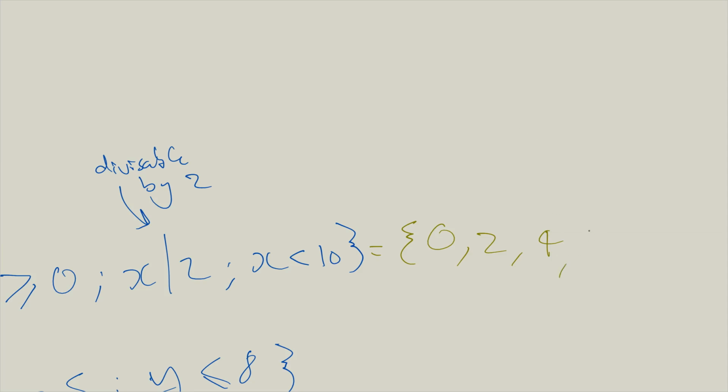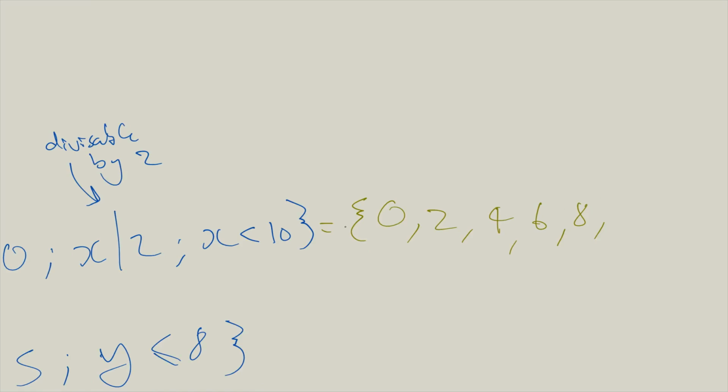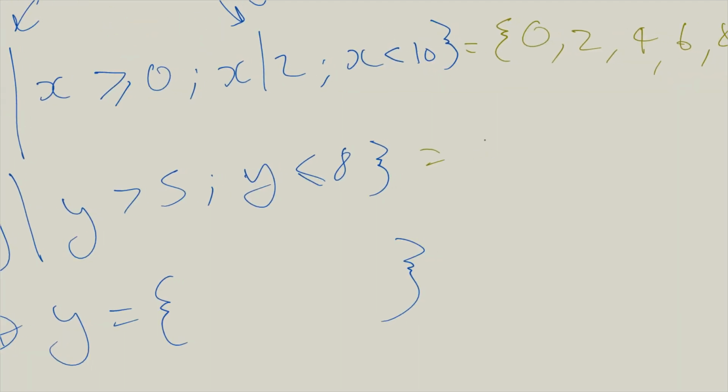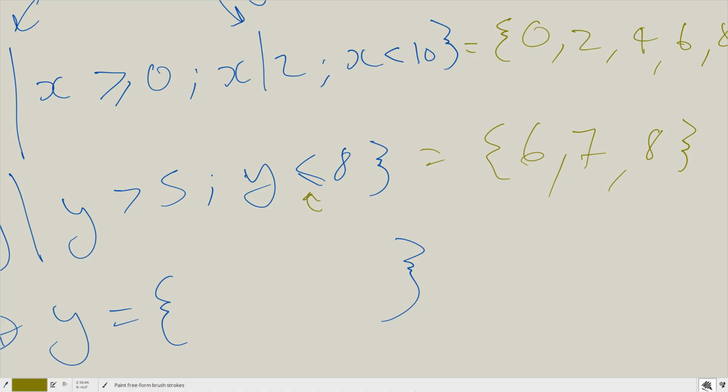2, 4, 6, 8. Is 10 included? No, because it's less than 10. So that's not a comma. All right, how about this one? So y is greater than 5. What are we starting at? 6. Not 8? Wait, no, don't worry. It just looks like I wrote it badly, so I can understand.